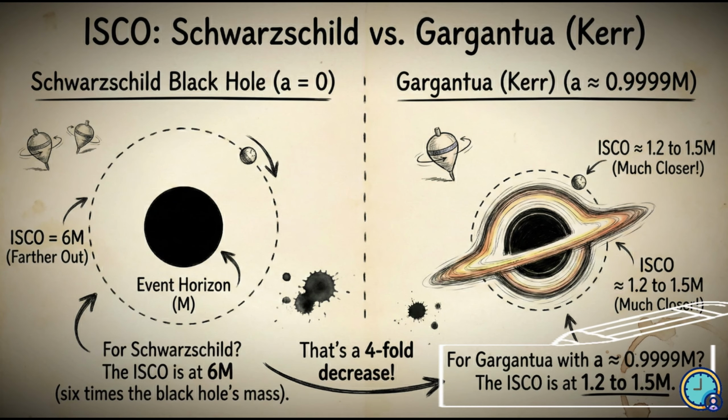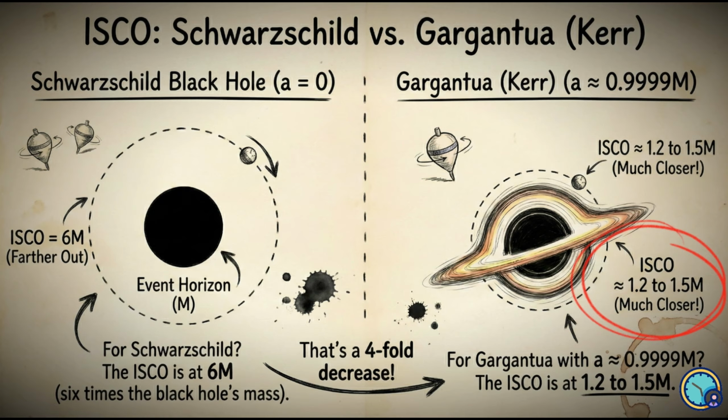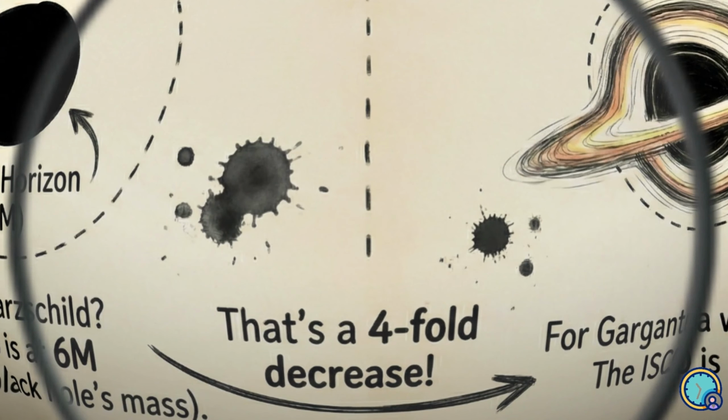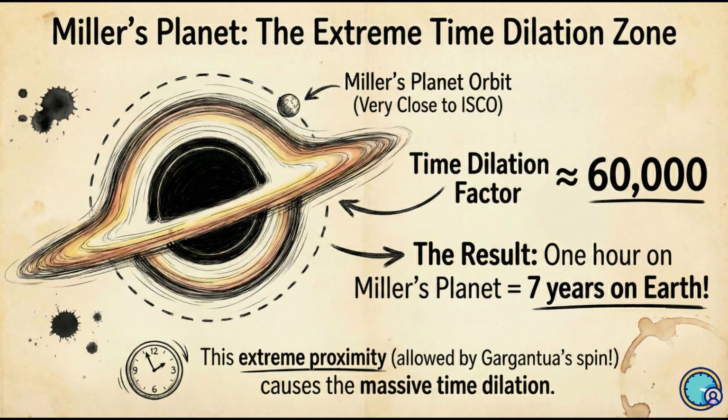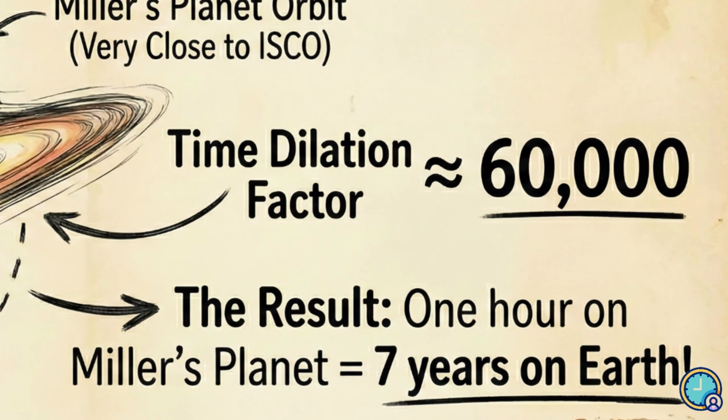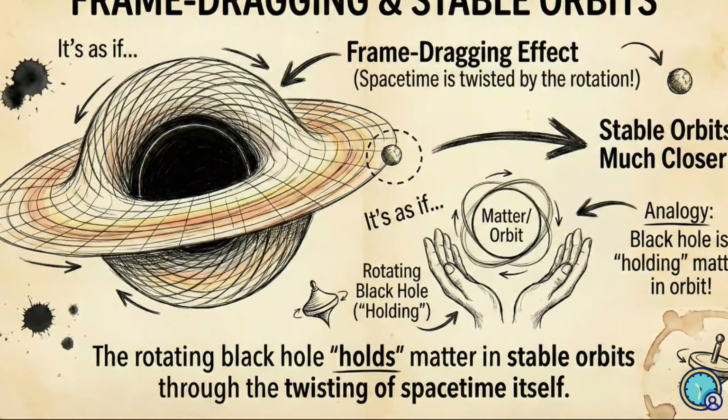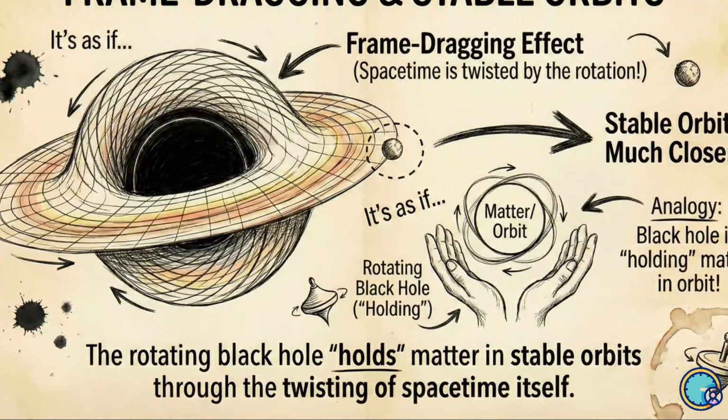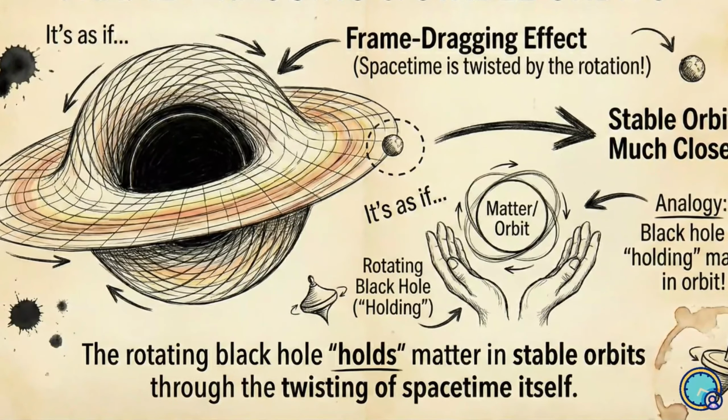For Gargantua, with A approximately 0.9999 M, the ISCO is at 1.2 to 1.5 M. That's a 4-fold decrease. That's enough to bring Miller's planet into a zone where the time dilation factor reaches 60,000. Frame dragging allows space-time to support stable orbits much closer to the horizon. It's as if the rotating black hole is holding matter in orbit through the twisting of space-time itself.